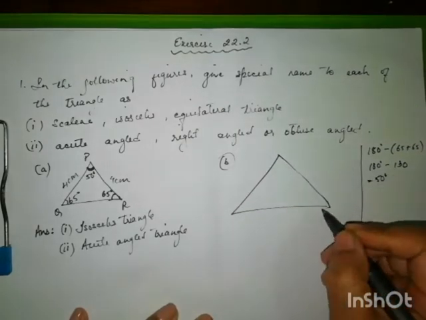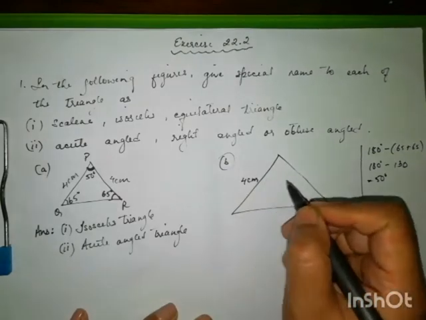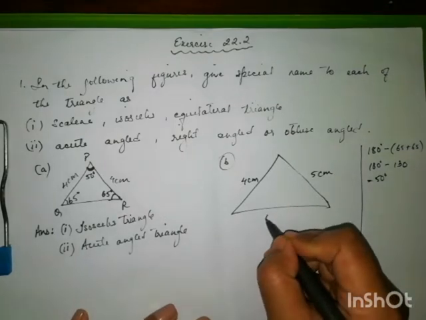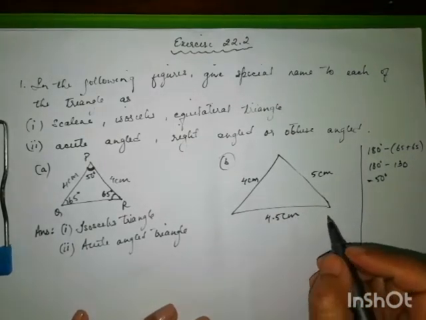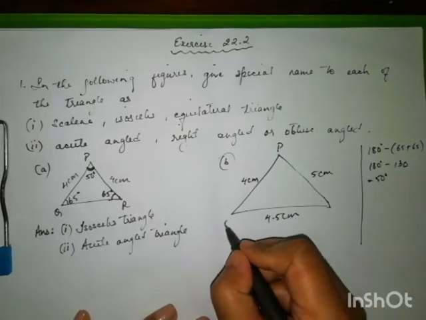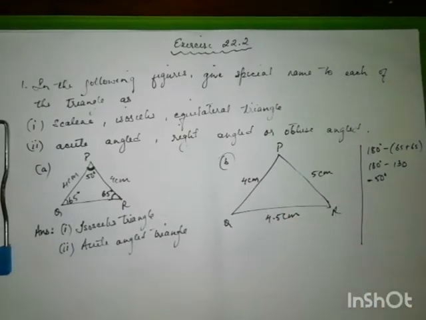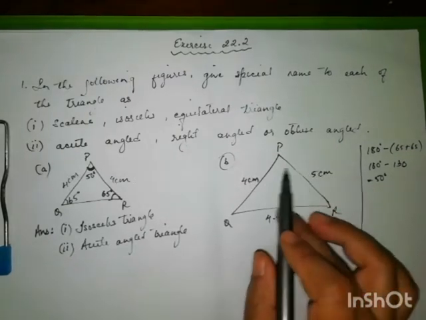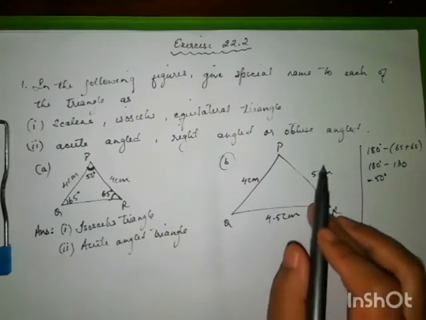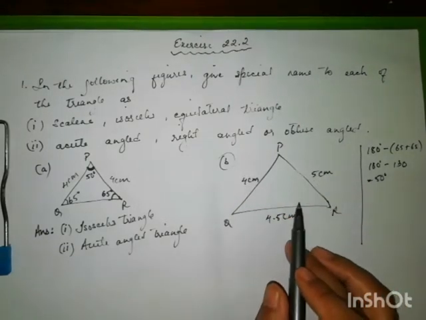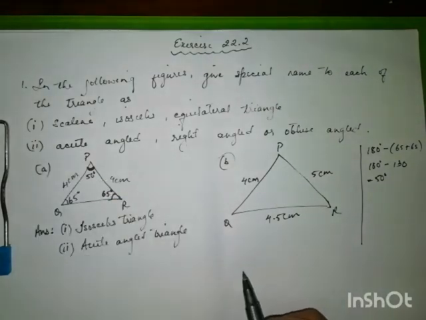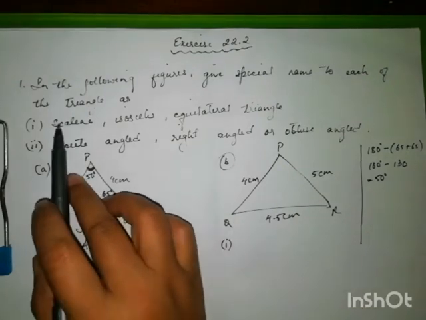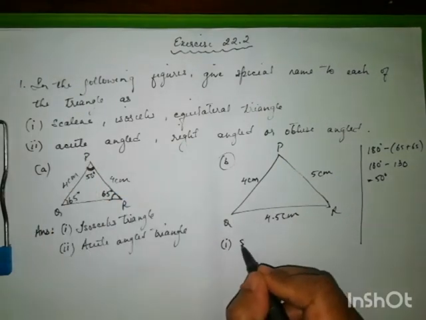Let us look at it. Here we have 4 cm, here we have 5 cm, and here we have 4.5 cm. The name of your triangle is PQR again. All sides are different, the measures of all sides are different. So for sub number 1 your answer is: all sides are different, so it is a scalene triangle.